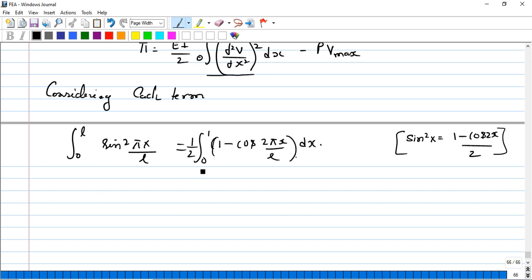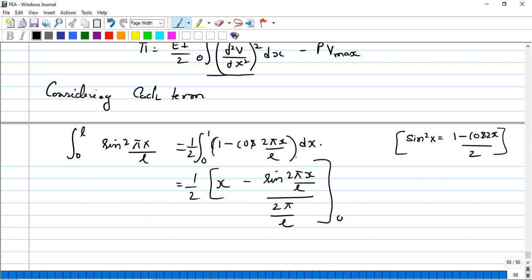So what will happen? Half, when I apply the integration, this particular term will be x. Integrating dx gives x, and here this will be sine 2 pi x by L divided by 2 pi by L. Let me apply the limits 0 to L. So this particular function will be L, times 1 by 2. That is L minus 0, it will be L.